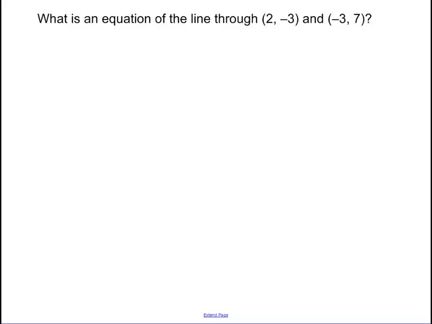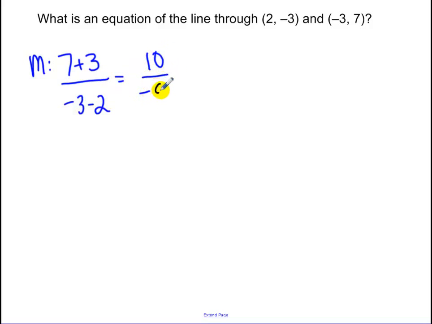Okay, what is an equation of a line through those 2 points? So again, we need to find our slope. To find our slope, we do 7 minus -3 all over, I started with the 7, so I have to go -3 minus 2. So our slope is -2.